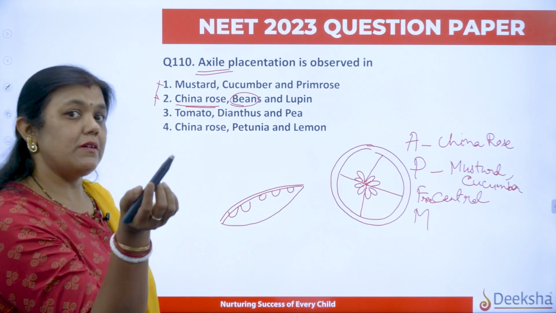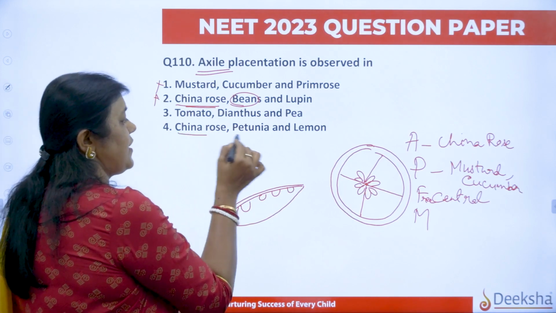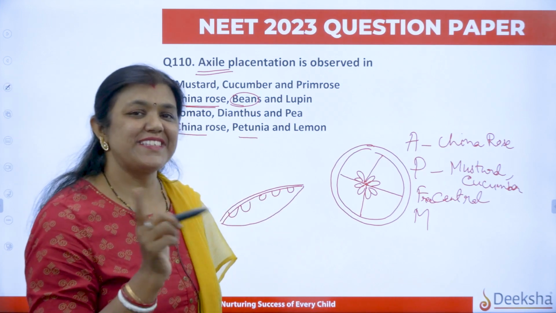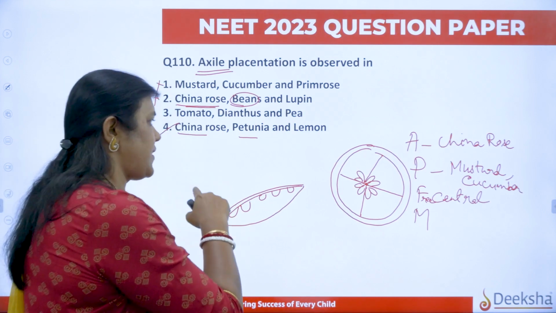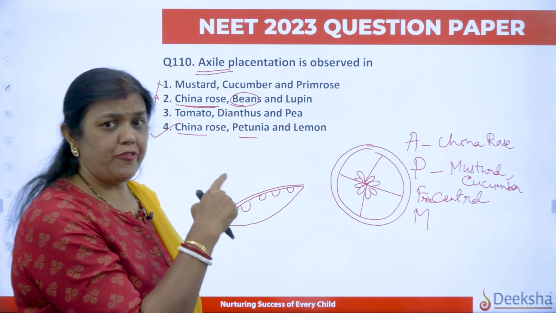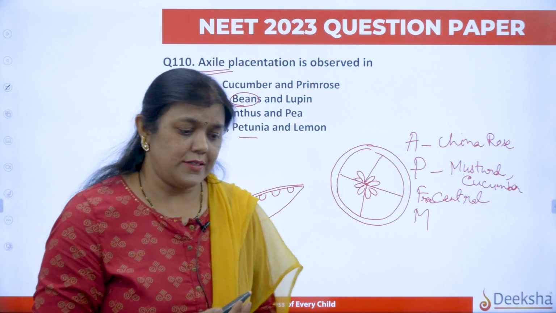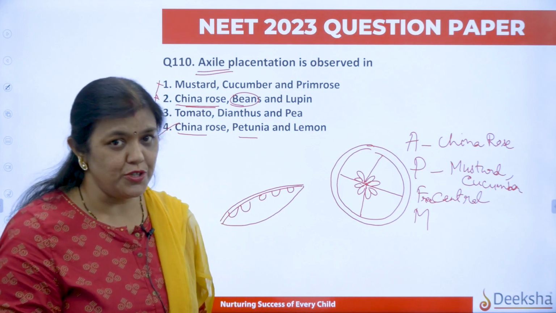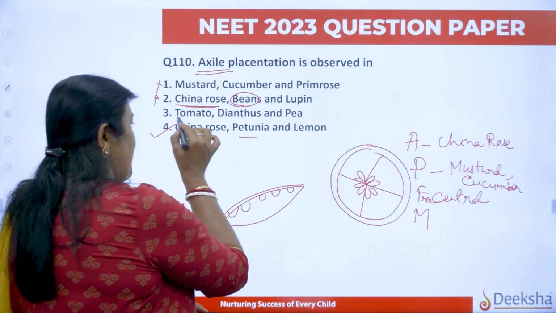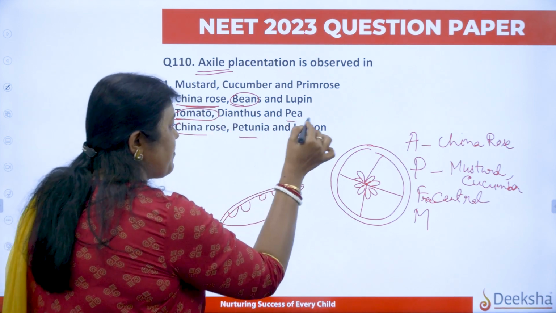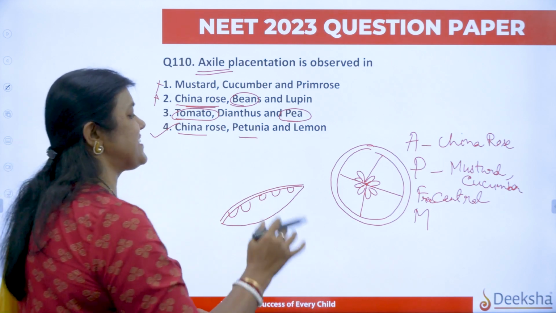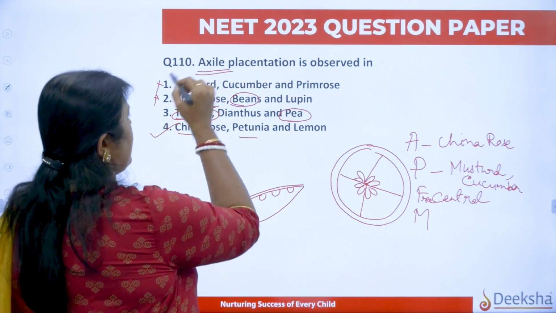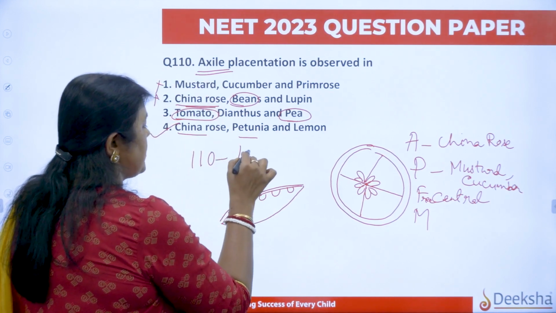Then where can we see China rose once more? In option number 4. So China rose, petunia and lemon. Yes, all these 3 are showing axial placentation. So what are we going to lock with? China rose, petunia and lemon. Now you may ask, ma'am, why did we leave out the option with tomato? Tomato, petunia and lemon, all these are actually showing axial placentation. So I can say tomato is there with axial placentation, but with it there is a pea option, and pea clearly is not axial placentation. So here that option gets cancelled, right? So here we are going to go with the 110th answer, option number 4.